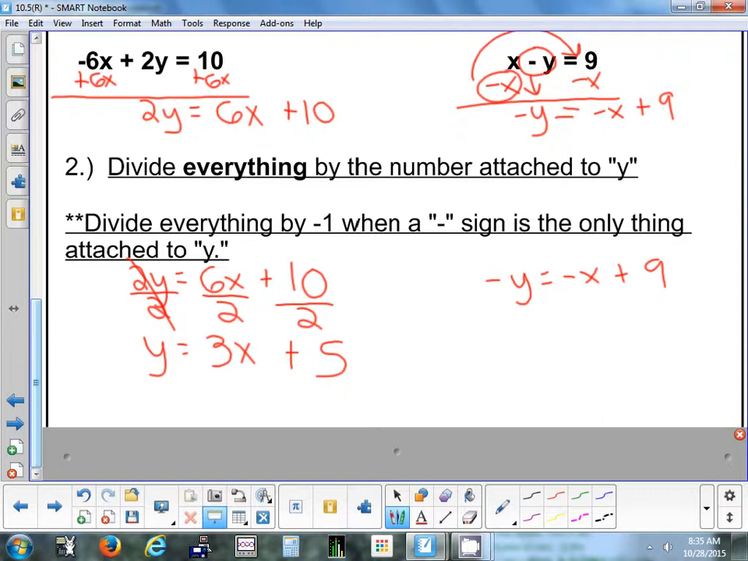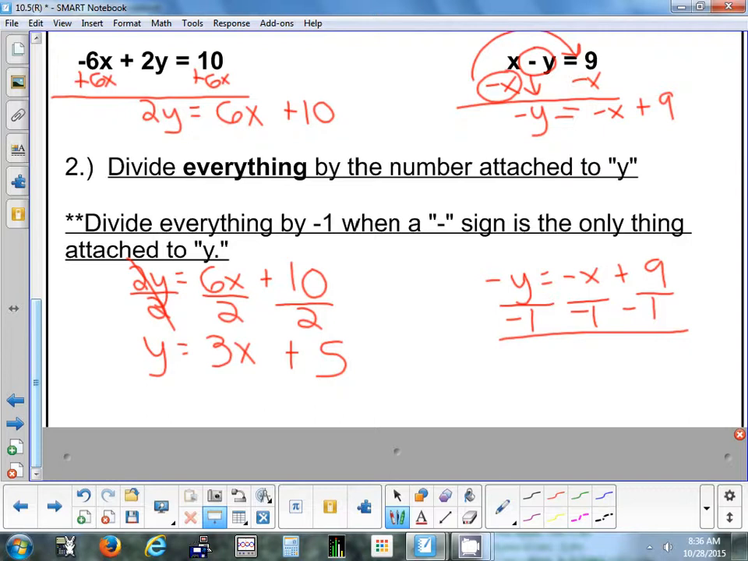All right. Now, this one. What am I going to do on that one? That's following that special rule. I got a negative sign with y. So what do I have to do, Caitlin? Divide by negative 1. This is a tricky one. Divide everything by negative 1. Oops.